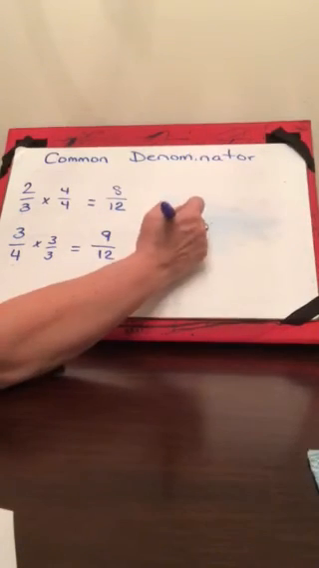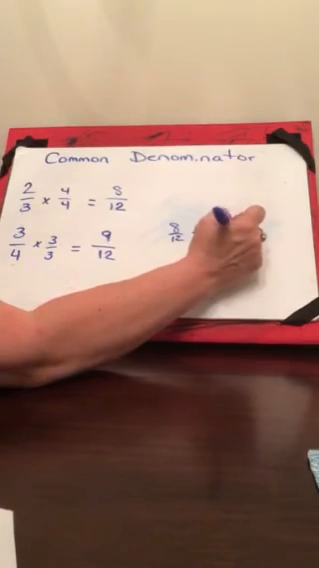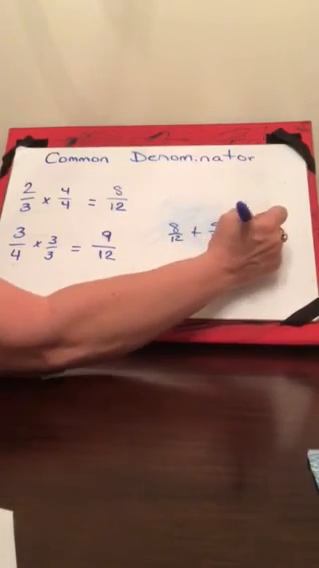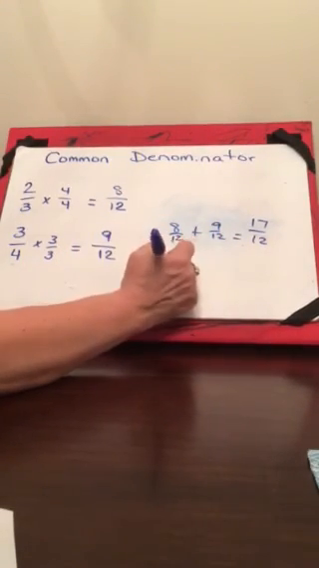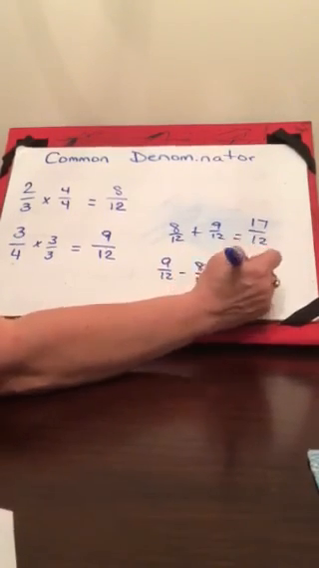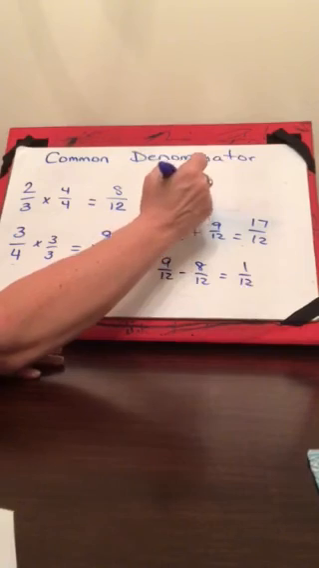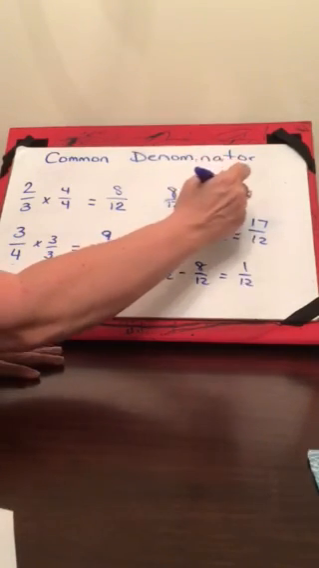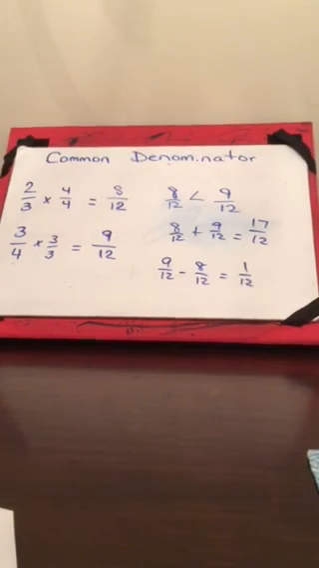I can add these, 8/12 plus 9/12, and I can see that that is 17/12. And if I wanted to subtract, I could do 9/12 minus 8/12, and I would get 1/12. And then comparing them, of course, 8/12 is less than 9/12. So by getting the common denominator, it just helps me see my fractions easily and quickly.